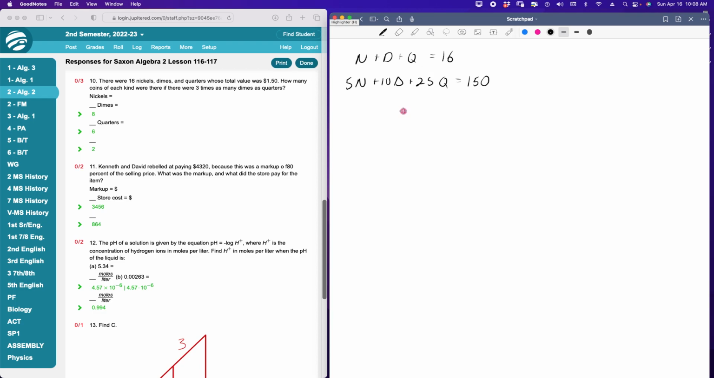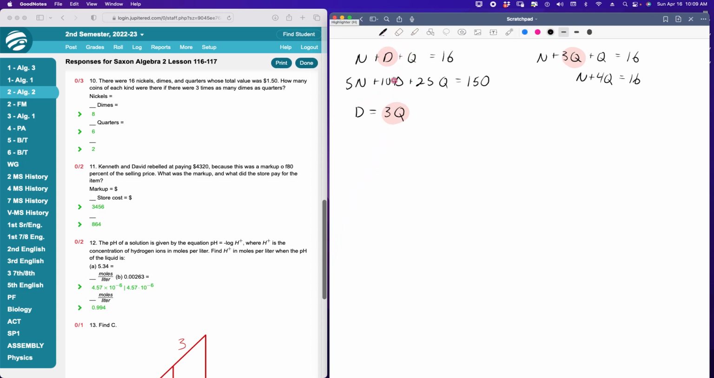How many of each kind were there if there were 3 times as many dimes as quarters? So the number of dimes is equal to 3 times the number of quarters. Now we have a substitution value that will help us eliminate one of these variables. So I'm going to put that into the first statement, and I get n plus 3q plus q is equal to 16. Well, I can really quickly rewrite that as n plus 4q is equal to 16, right? Because I subbed this in right here for d.